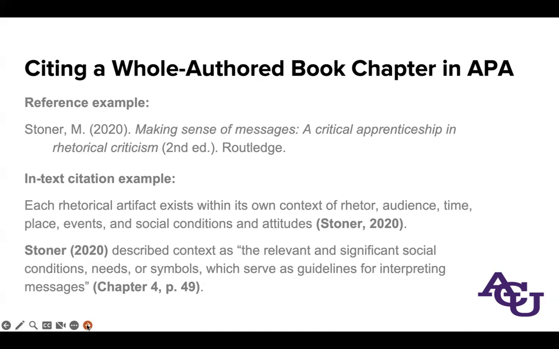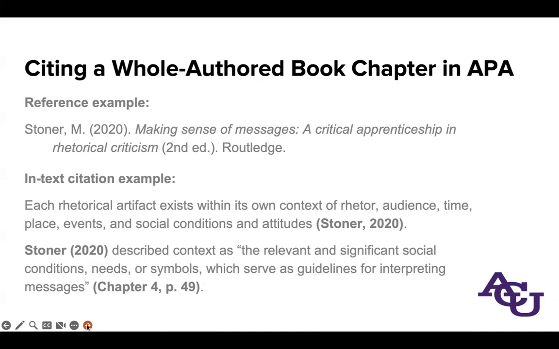Once we've written the reference, we know how to cite in text because APA applies a format that we call author-date citation. Those are the first 2 elements of your reference, the author and then the date. So for a paraphrase, we can name the author and year in parentheses, separated by a comma, at the end of the sentence that contains the borrowed idea. That's what we've done in this first example. Each rhetorical artifact exists within its own context of a rhetor, audience, time, place, events, and social conditions and attitudes. The citation says Stoner, 2020. We can also name the author in our sentence and follow their name immediately with the year in parentheses, as shown in the second example.